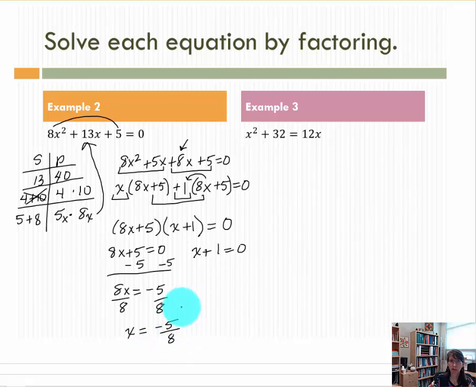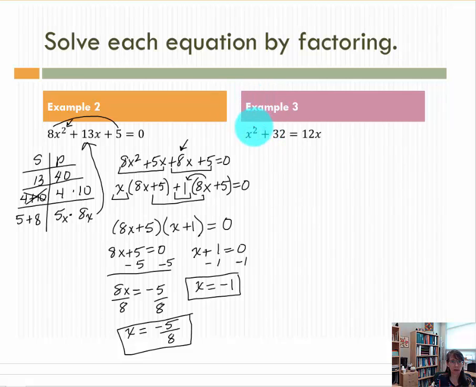And sometimes we do have fractions for the answer, and we also will have negative numbers for the answer, so that's okay. For the other linear equation we created, x plus 1 equals 0. We'll subtract 1 from each side, so x equals negative 1. That's our other solution. So we did start out with a quadratic equation, 8x squared, and we do have 2 solutions.